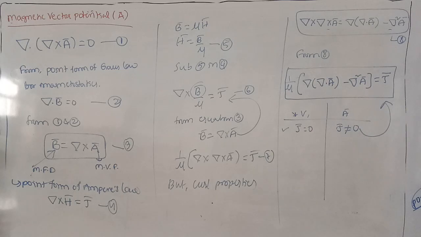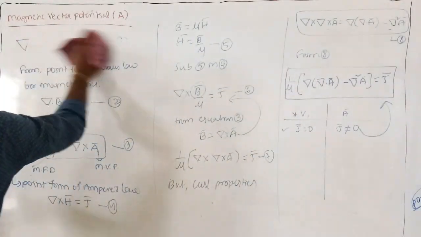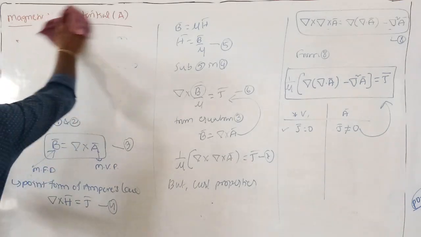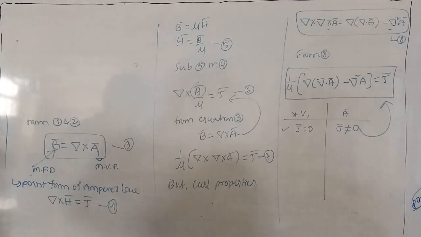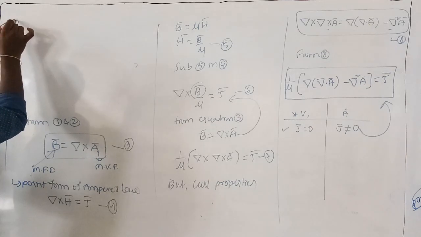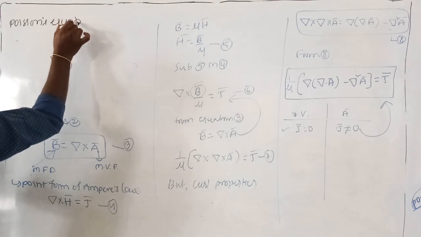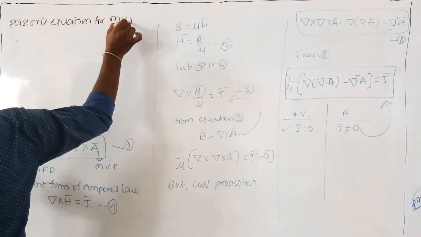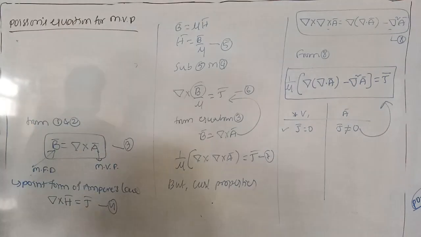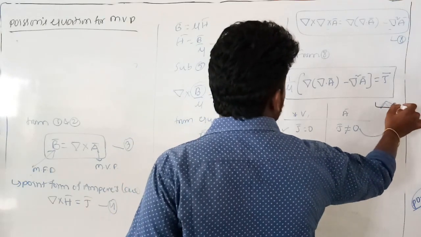Now we can define the Poisson's equation for magnetic vector potential.